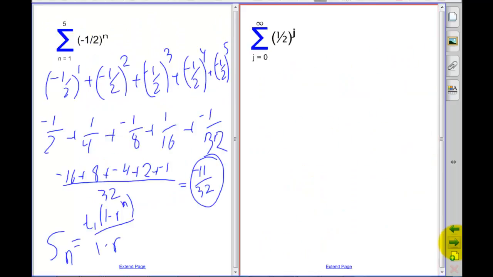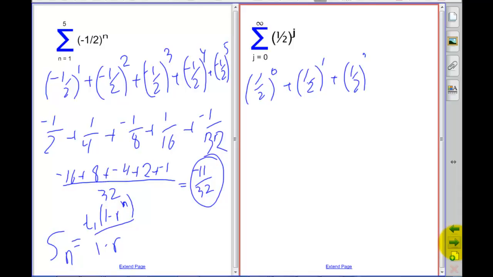Summation of j equals 0 to 8. Now before you just say 1, careful what the indices are here. We start with j equals 0. So a half to the 0 plus a half to the first plus a half to the second, not to infinity there. So 1 and a half and a fourth. Is it geometric?